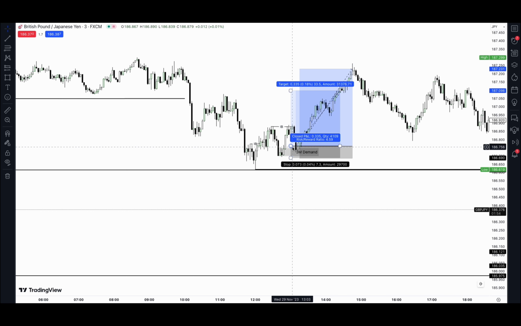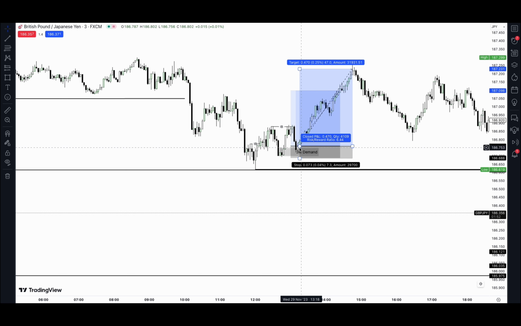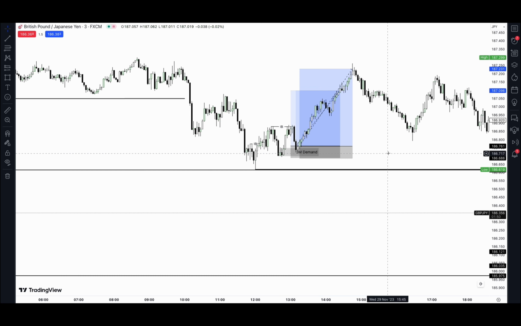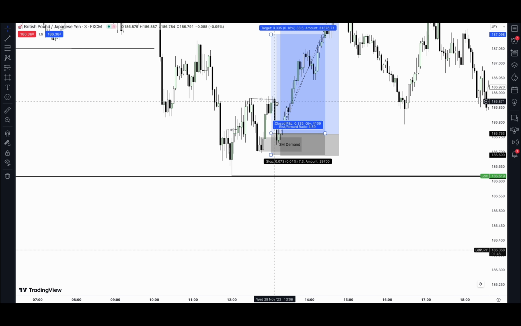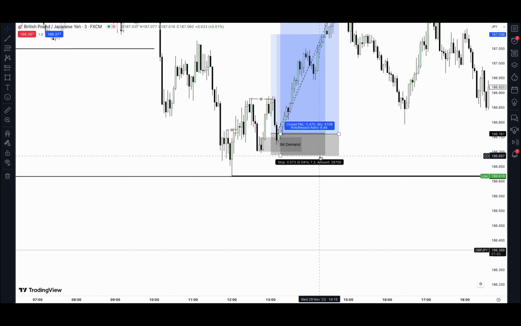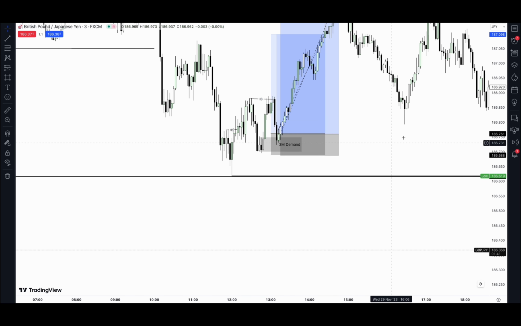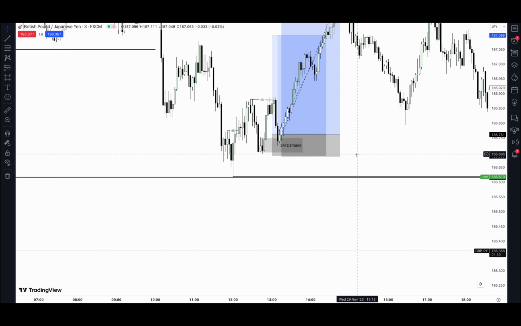Cool. Now I enter on the candle confirming this bullish move. So as you can see, we have bearish candles and then we have this bullish candle indicating there is bullish pressure here, right? This zone could be valid. So I enter and I set my stop loss just below that zone. So if anything comes below that zone, it's invalid.